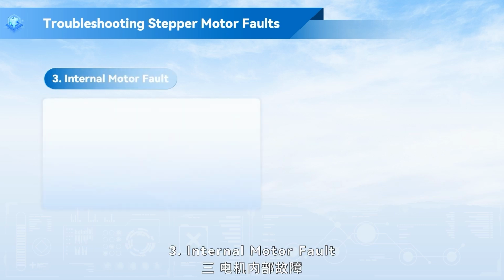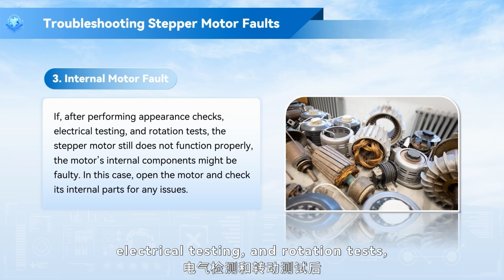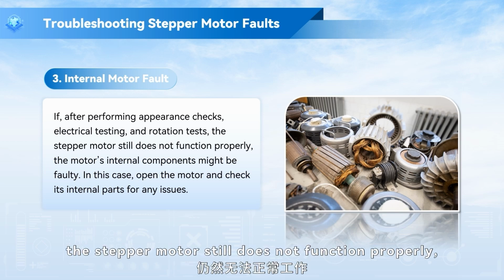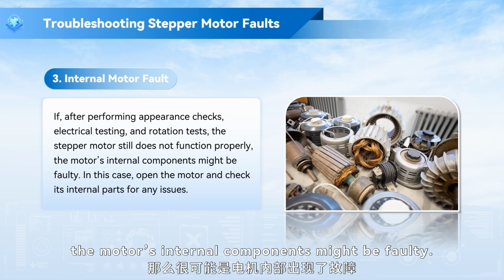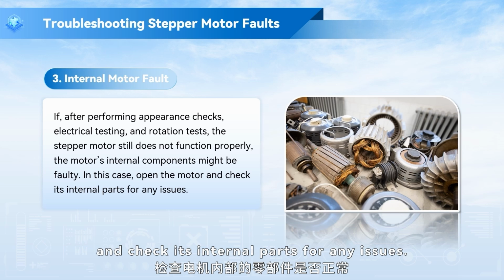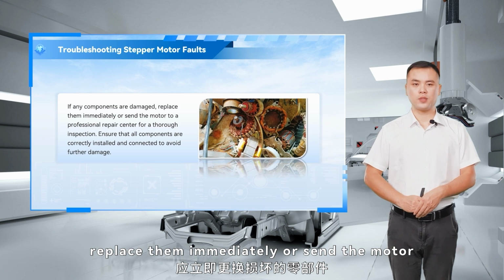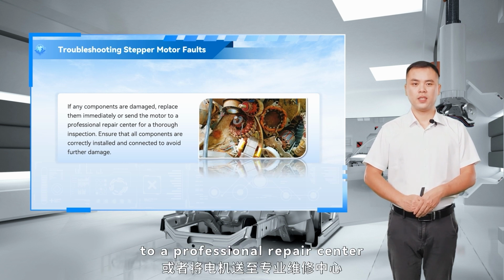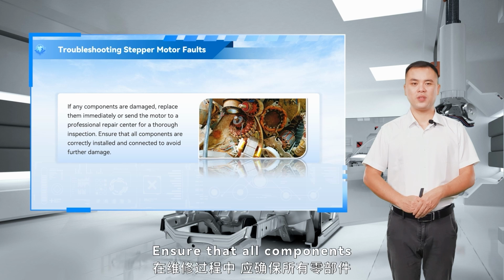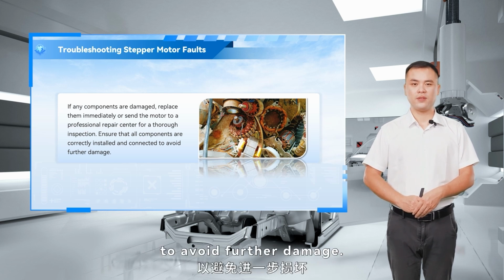3. Internal motor fault. If, after performing appearance checks, electrical testing, and rotation tests, the stepper motor still does not function properly, the motor's internal components might be faulty. In this case, open the motor and check its internal parts for any issues. If any components are damaged, replace them immediately or send the motor to a professional repair center for a thorough inspection. Ensure that all components are correctly installed and connected to avoid further damage.